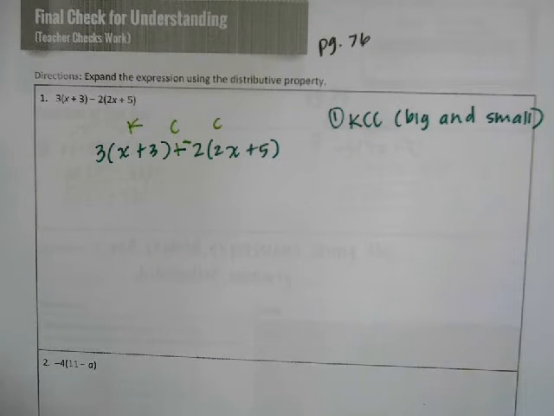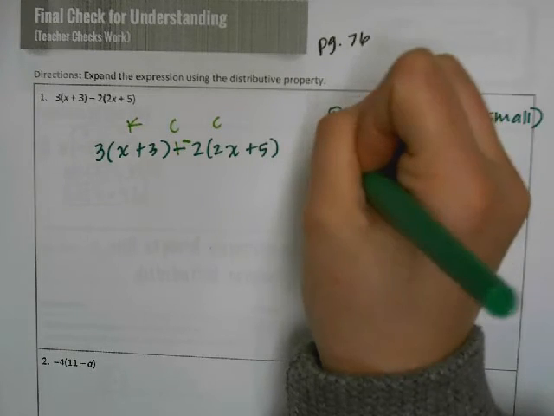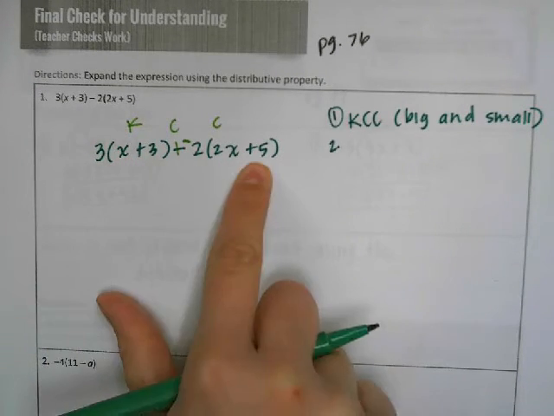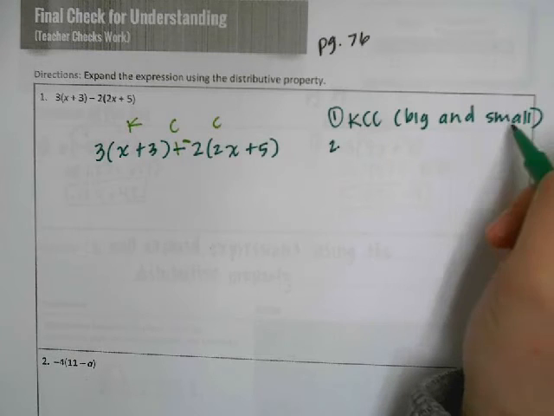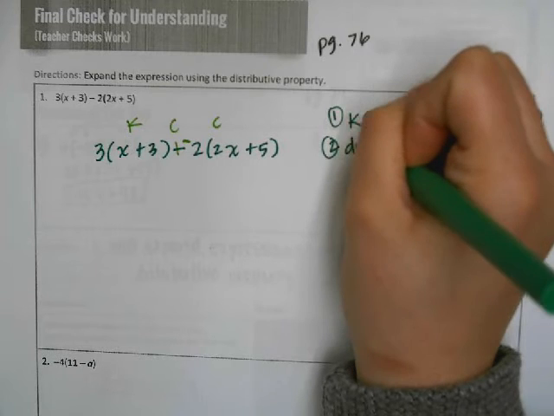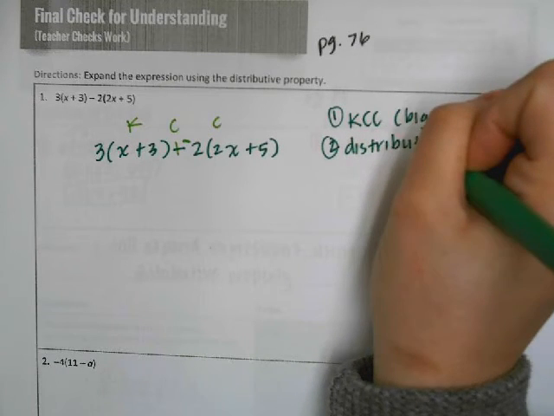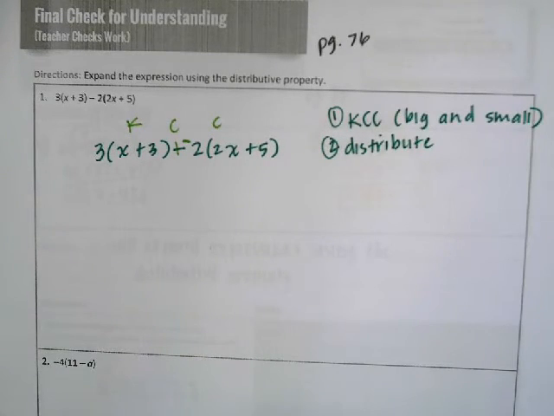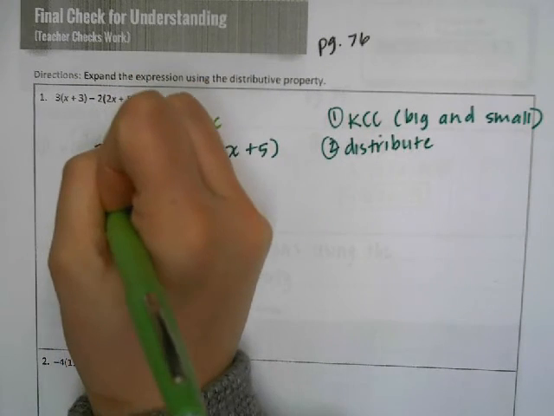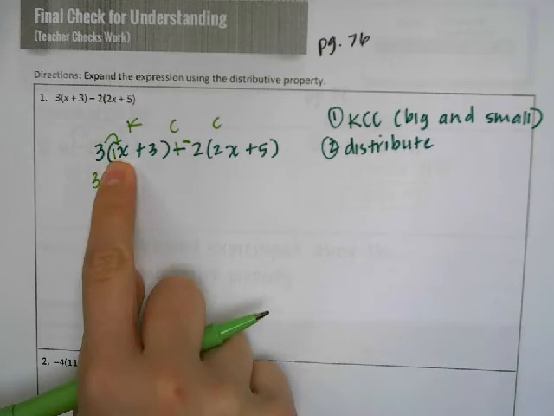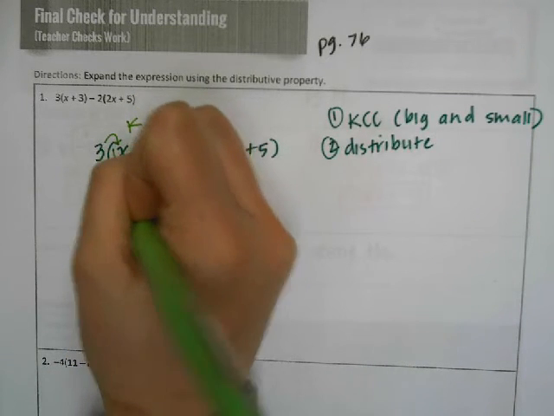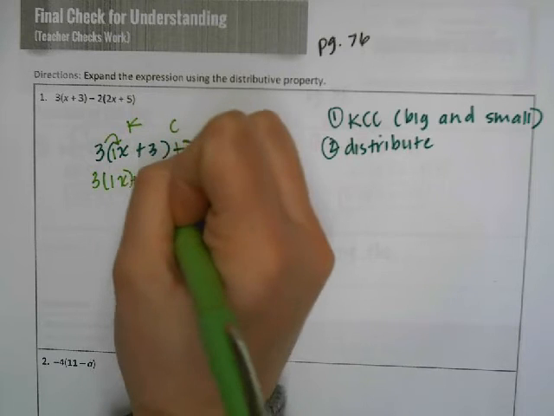So now we are going to distribute. So step 2, I don't have any small ones, and looking inside the parentheses there's no subtraction, so I don't need to take care of a small keep, change. Now let's distribute, and remember we need to distribute the 3 and we need to distribute the negative 2 now. So let's take this 3 times, remember there's an invisible 1 right there, 1x plus 3 times 3.